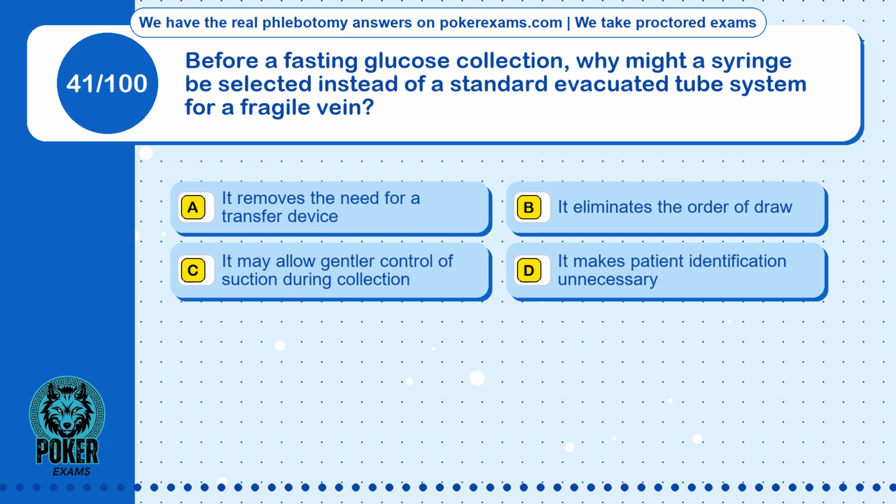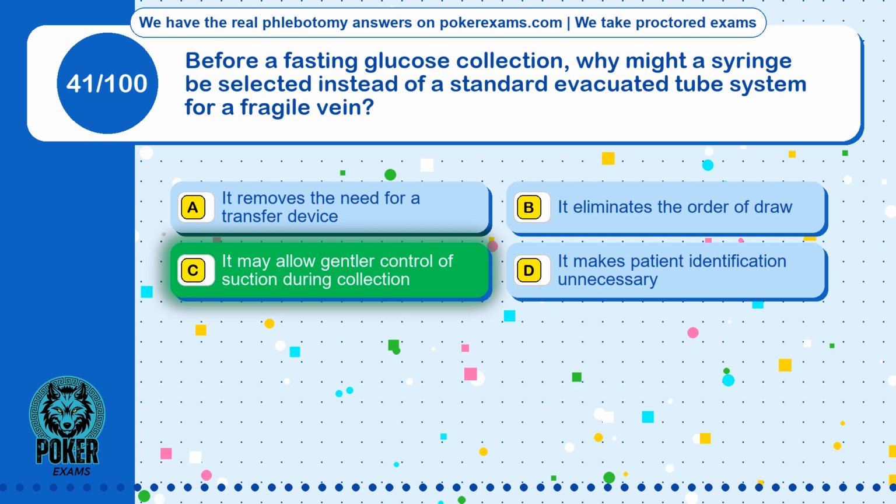Question 41. Before a fasting glucose collection, why might a syringe be selected instead of a standard evacuated tube system for a fragile vein? Option A. It removes the need for a transfer device. Option B. It eliminates the order of draw. Option C. It may allow gentler control of suction during collection. Option D. It makes patient identification unnecessary.